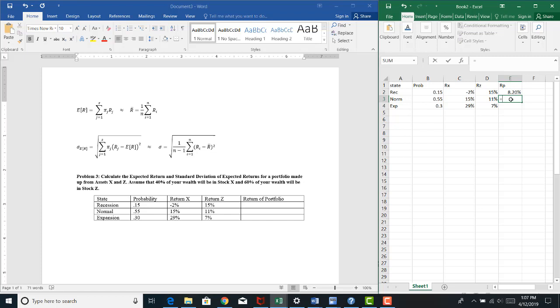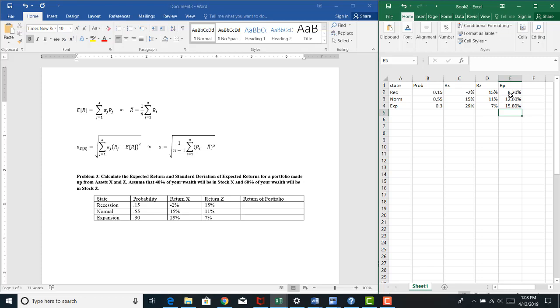So in the second economic state, I'm going to say 0.4, or 40%, of the returns for stock X in that state plus 60% of the returns for stock Z in that state, and I get 12.6%. And in the last state, 40% of the returns for stock X in that state plus 60% of returns for stock Z in that state. Okay, so these are the returns for the portfolio in each economic state.